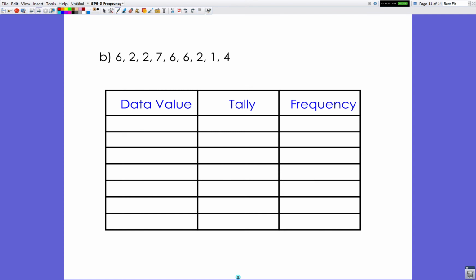Once again, pause the video and give it a try. Fill out the tally chart and then use that tally chart to find the mean. When you're ready, play the video and we'll go over the answers.